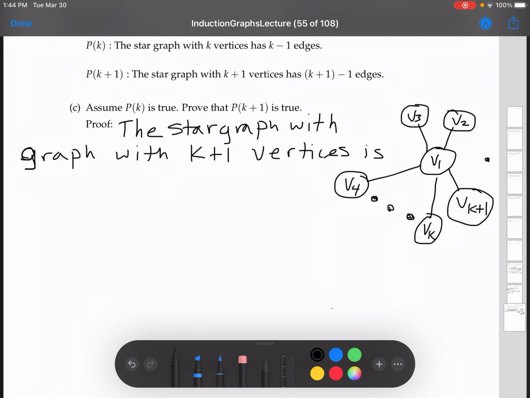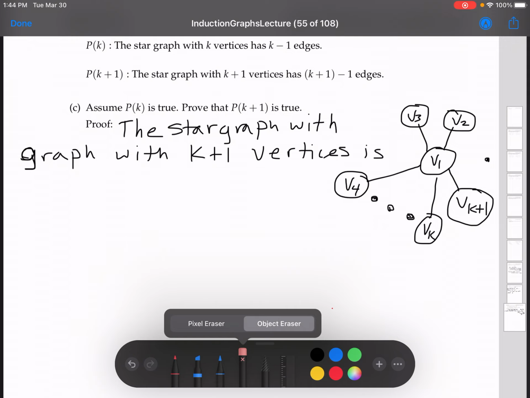All right, so here's the idea of the proof. Now we're going to do exactly the same thing that I wrote out in part C of problems 1 and 2 in the Induction with Graphs worksheet. I'm going to pull off an edge, and in fact, I'm going to pull off that edge right there. Now see what happens when I pull off this edge.